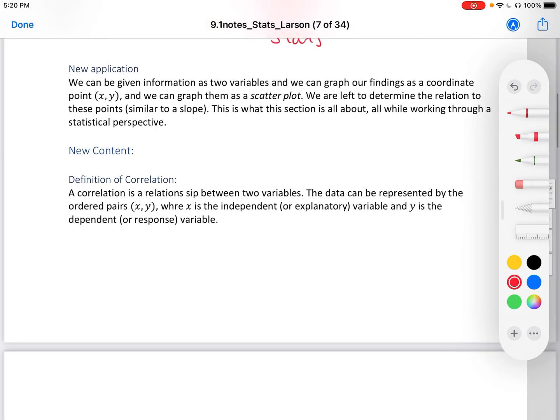So in this new application, we can be given information as two variables, and we can graph our findings as a coordinate point x, y, and we can graph them as a scatter plot. Remember a scatter plot? A scatter plot, in a general sense, is just points where we're seeing some relation between them. So they're just little dots. We are left to determine the relation to these points, similar to a slope. This is what this section is all about, all while working through a statistical perspective.